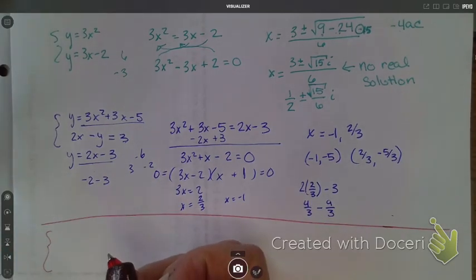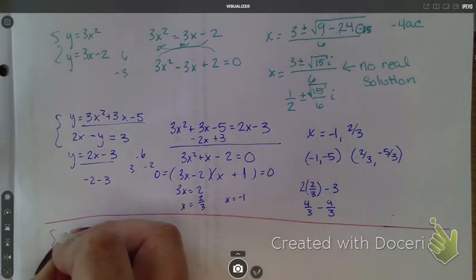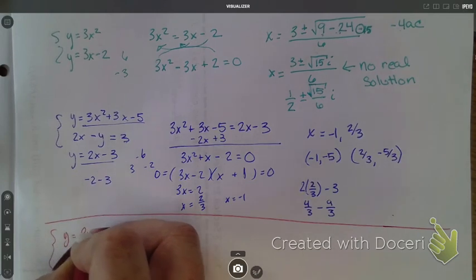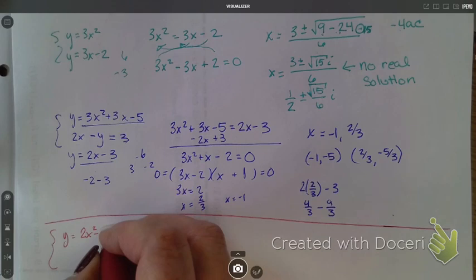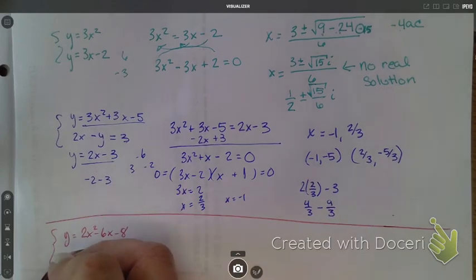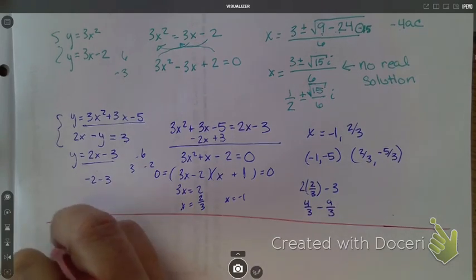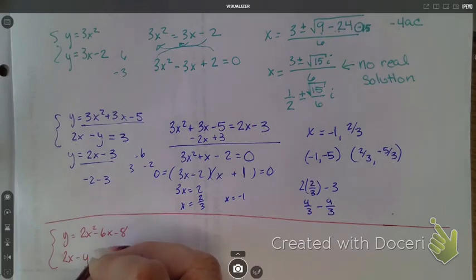Okay, so we put like a billion numbers in there. Make it as hard as I can. She's going to start to add fractions. This one's going to be y equals 2x squared minus 6x minus 8, and 2x minus y equals 16.